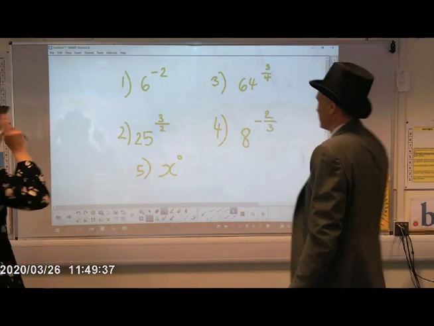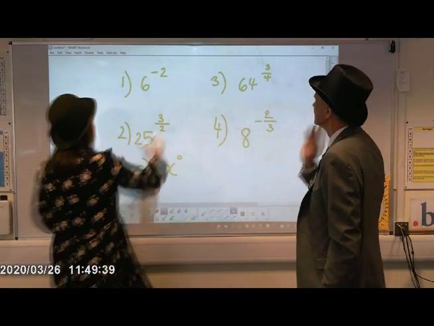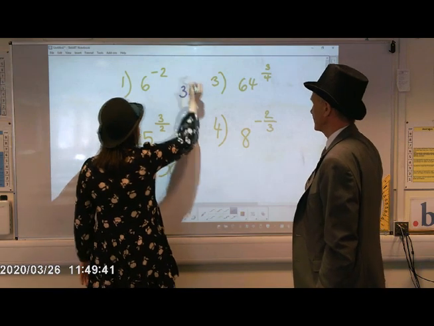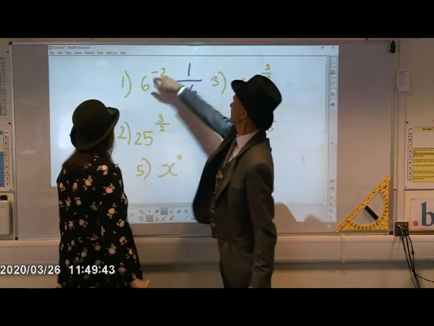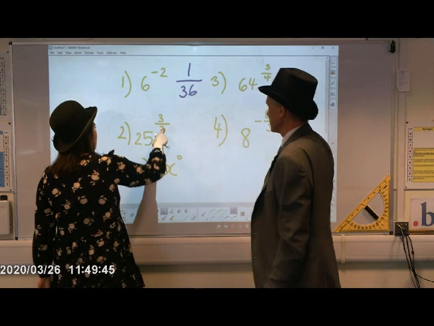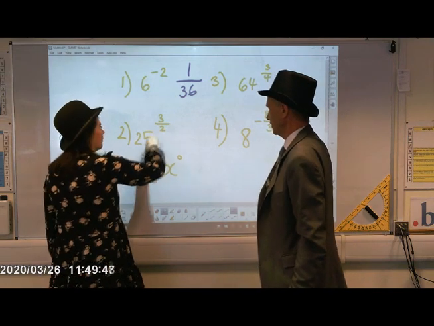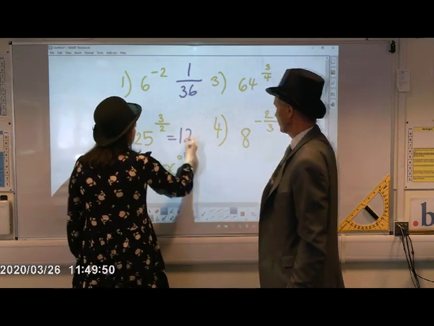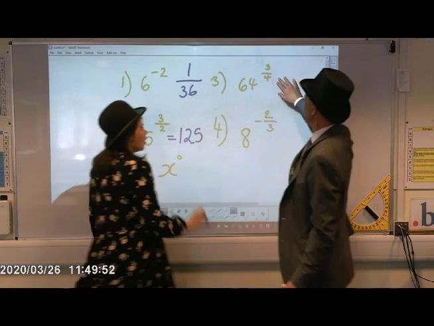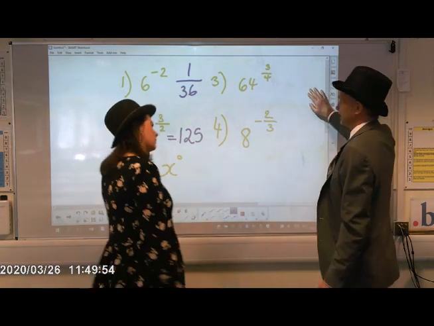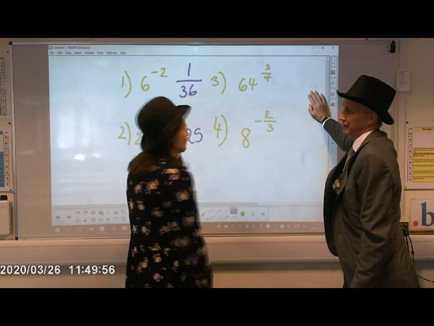So, let's have a look at these answers. 6 squared is 36, and we've got 1 over, the negative of 1 over. We're going to square root 25, which is 5. And 5 cubed is 125. Lovely. Ooh, the 4th root of 64. Quad root, as I quite like to say sometimes.